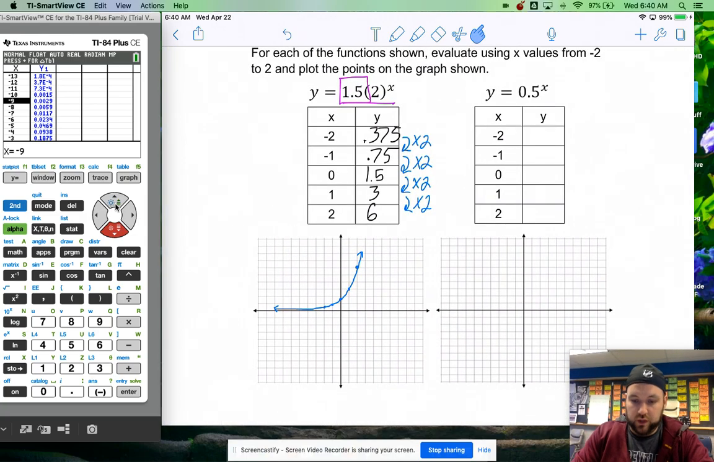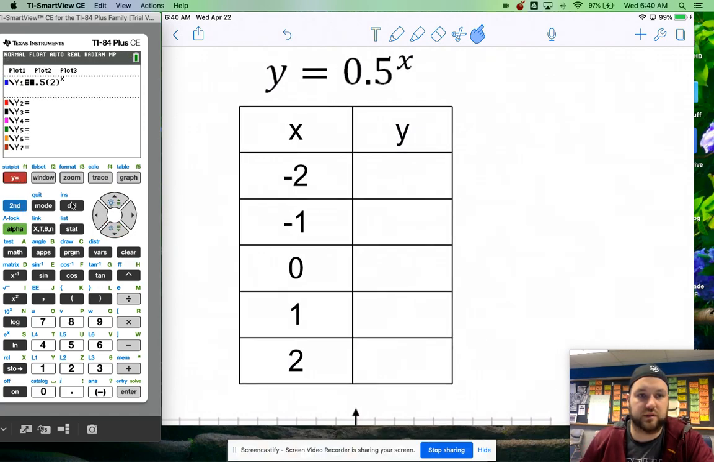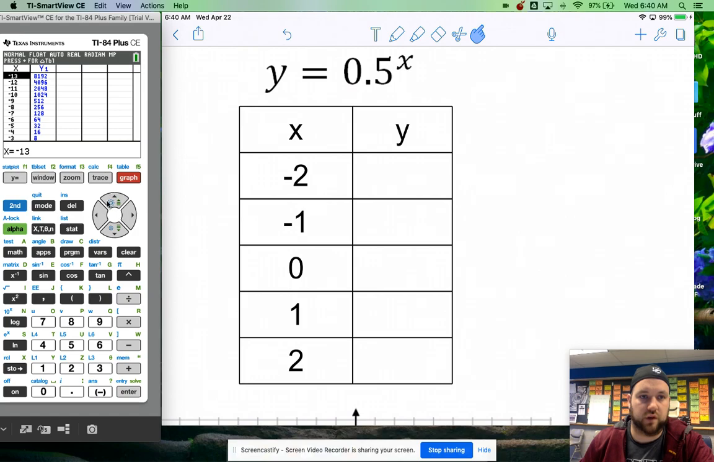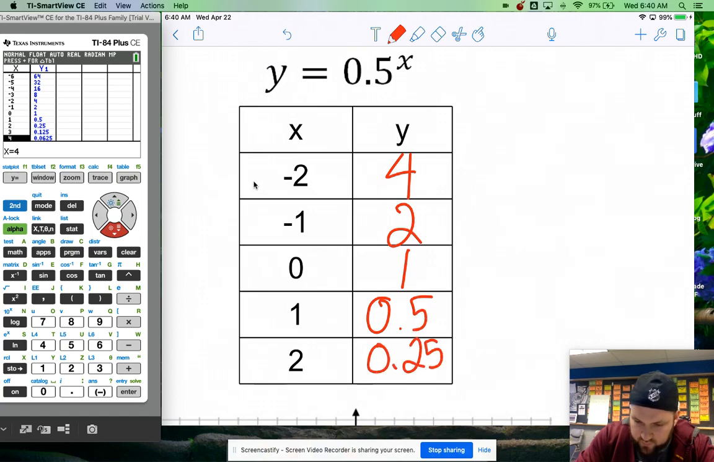Okay, so let's try another one where it's just y equals, so there's no start value given to us here. Okay, so I'm going to get rid of that. And then since there's no start value, I can just put 0.5 to the power of x. So now if I go to the table, I don't care about negative 13. I want negative 2 to 2. So negative 2 is 4, and then 2, and then 1, 0.5, and 0.25.